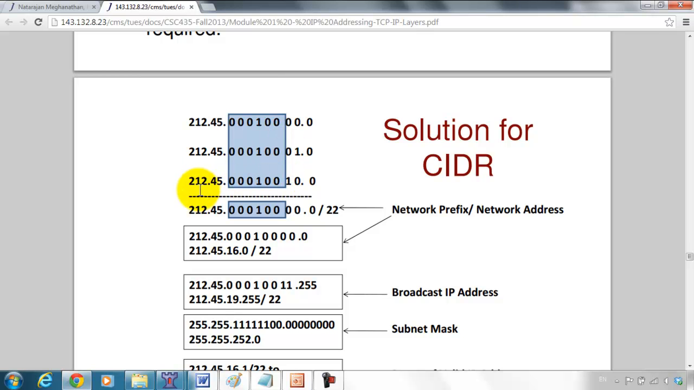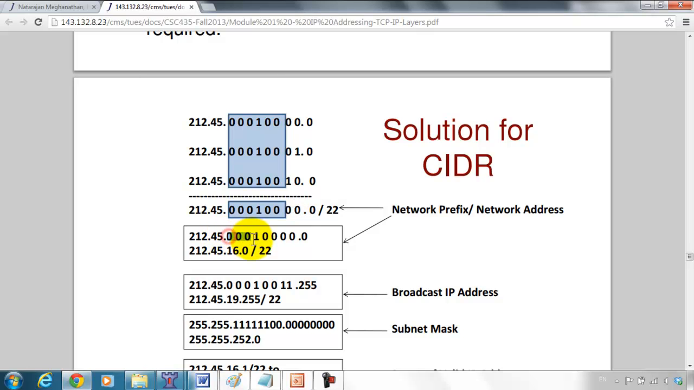So if you find the common bits, 212 is common, 45 is common, and these 6 bits are common. Okay? So the difference starts from this bit, right? So I'm going to call these 8, 8, and then these 6 bits to represent my network part, and the remaining 2 bits and these 8 bits represent my host part. So this 2 bits plus 8 bits is 10 bits for the host part, and 32 minus 10, 22 bits for my network part.